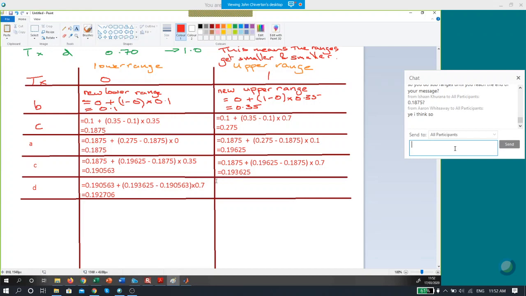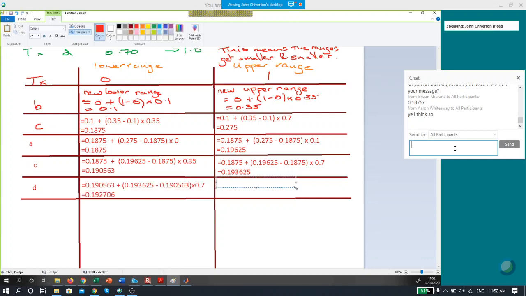And how do we do it? So we've got that's equal to the same calculations, 0.190563 plus the 0.193625 minus 0.190563, but then this one is multiplied by 1. And hey presto, it comes out to be the same value there, doesn't it? Because it's at the upper range.